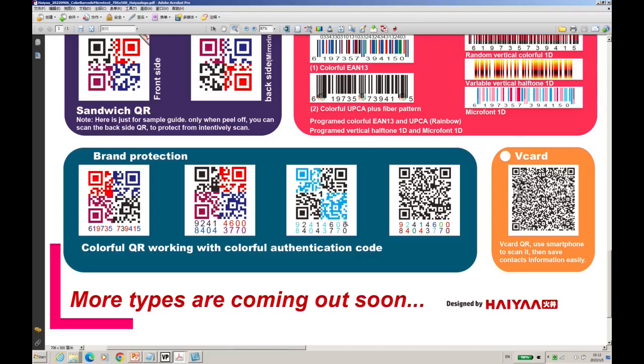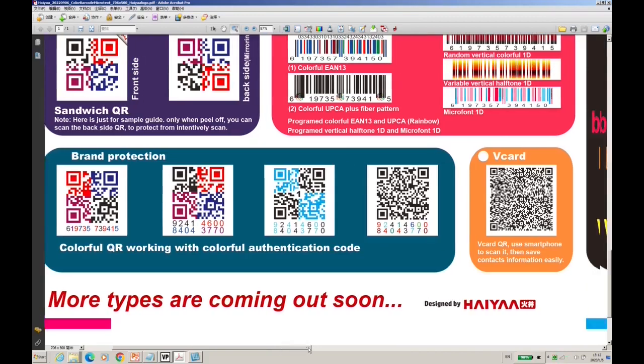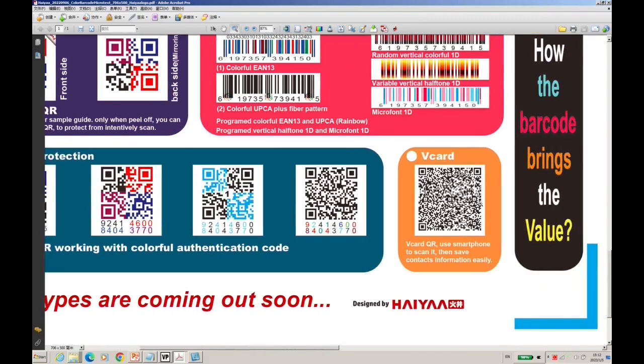We have many examples. If you are interested, you can contact us. We can give you another example. This one is a V-card. A V-card means you can scan this, and the contact information will display on your mobile phone. You just save it to your contact list. Anyone who wants your telephone number and name information just scans it. It will appear, and you can save it. It's my contact information.